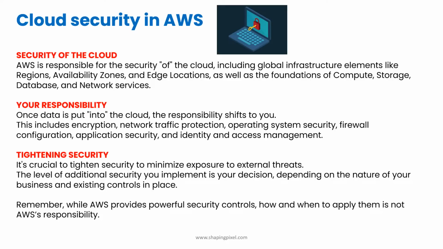So once the data is put into the cloud, the responsibility shifts to the customer. It includes encryption, network traffic protection, operating system security, firewall configuration, application security, and identity and access management. It's crucial to tighten security to minimize exposure to external threats. The level of additional security you implement depends on the nature of your business and existing controls in place. Remember, while AWS provides powerful security controls, how often and when to apply them is not AWS's responsibility.